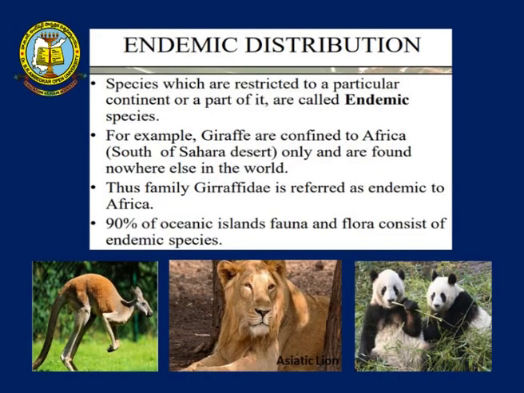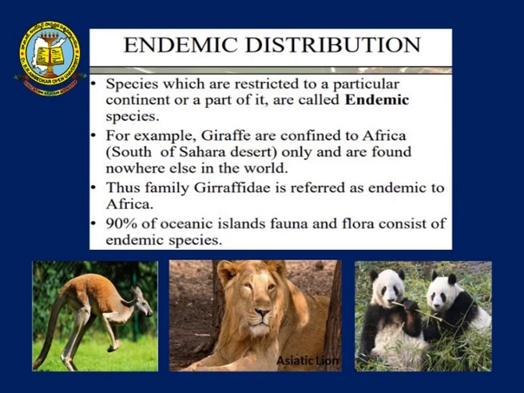What is endemic distribution? Endemic is restricted only to that particular area. For example, giraffes are confined to Africa only and are found nowhere else in the world. Thus, the family Giraffidae is referred to as endemic to Africa, and 90% of oceanic island fauna and flora consists of endemic species. What are the other examples?